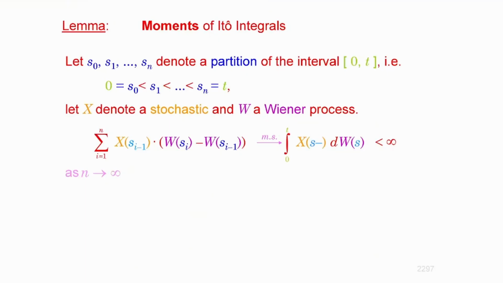Now, I'm going to illustrate that statement. I'm not going to prove that statement, but you're going to see why this is so important. If there is convergence in mean square, as I mentioned before, then the expectations converge and so do the variances.